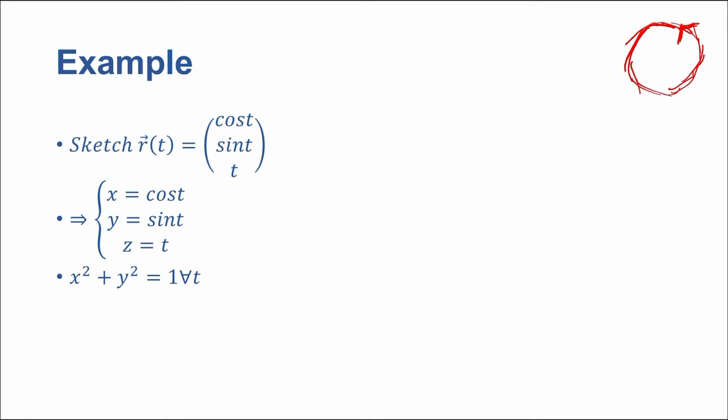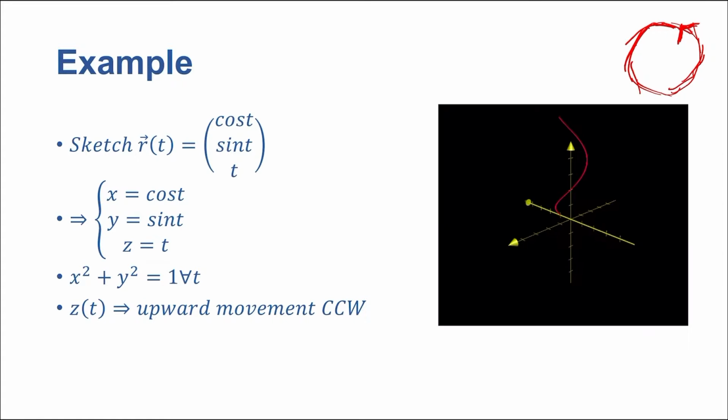Now we also have z of t equals t, so when we project this into the xyz picture, we're going to be moving up, but we're going to be moving up in a counterclockwise direction because of the way that the parameterization for x and y works for the unit circle. So we're going to be going upwards at a rate of t around the unit circle. So it's going to look like this helical kind of shape, right?